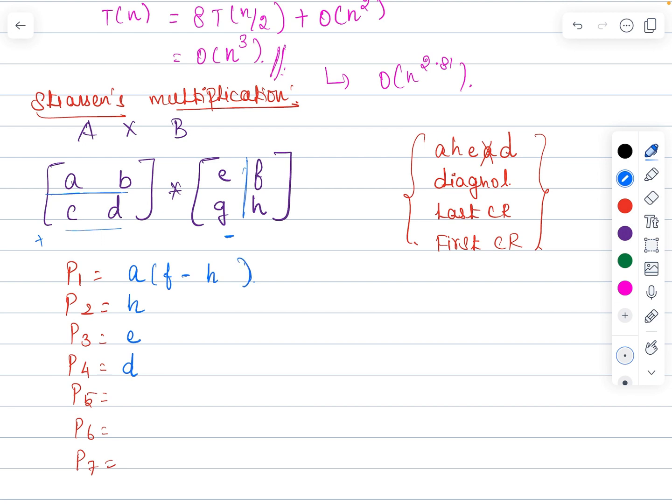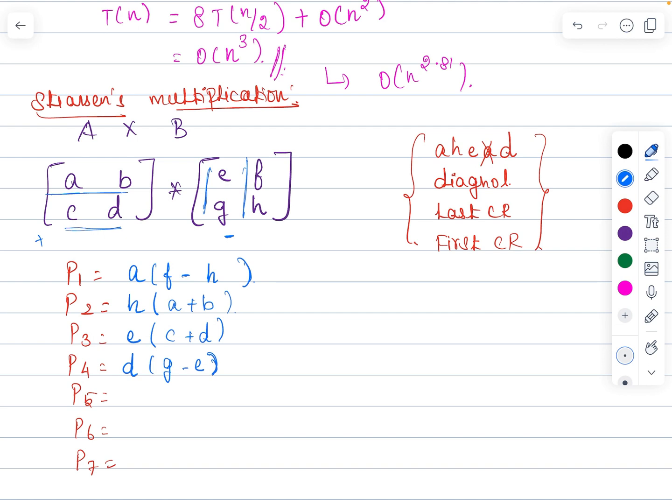So for P1, the formula is A into F minus H. For P2, the formula is H into, now check the first matrix. If you want to fetch something from the first matrix, fetch it row wise and use the addition operator. So the formula is H into A plus B. For P3, the formula is, again take it from the first matrix only. Since I am taking it from the first matrix, take row wise and also use the addition operator, which is C plus D. And for P4, fetch it from the second matrix. Second matrix means column wise we have to fetch it, right, and use a subtraction operator, but from G you are going to start, G minus E.